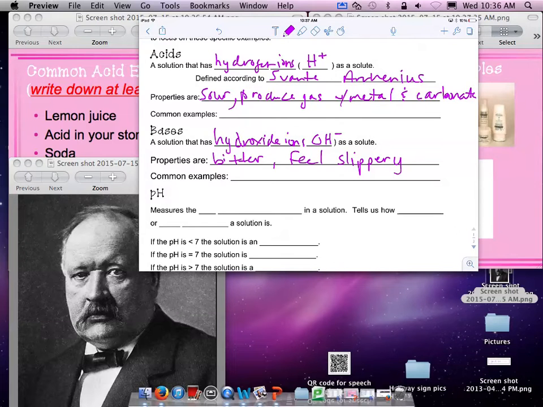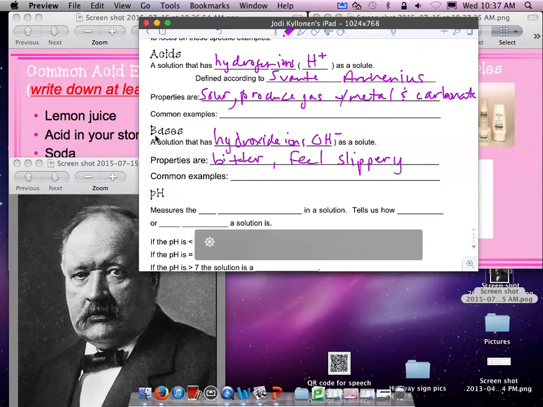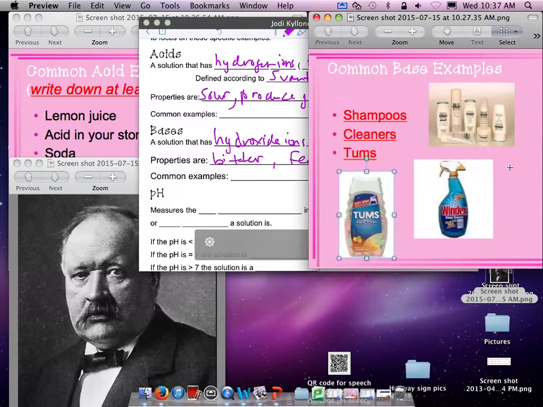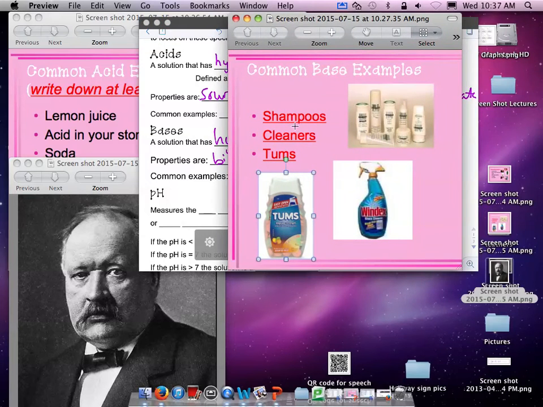It doesn't hurt very much because the outer layer of your skin is dead, but if you had a base that could get deep enough into the deeper layers of your tissue, it would be very, very painful because it's dissolving those skin cells. Common examples of bases, take a look at these, are a lot of times things that are cleaners, so like shampoos and Windex or other types of cleaners. Tums would be another example.